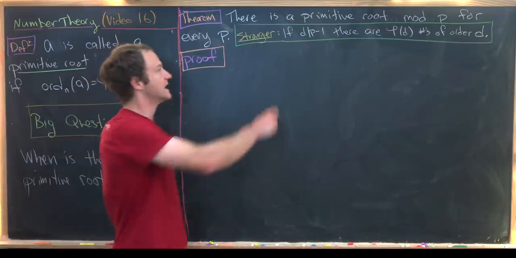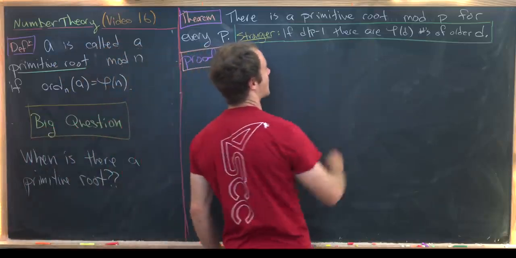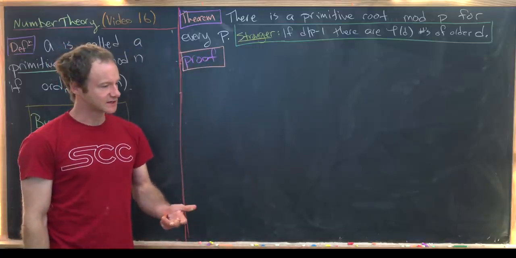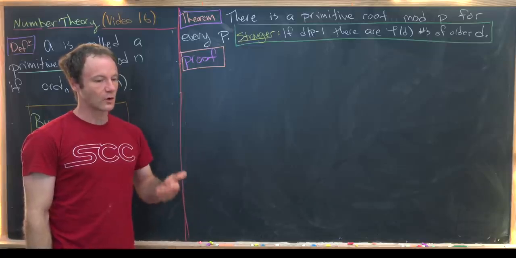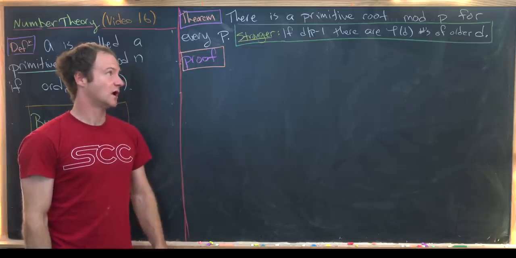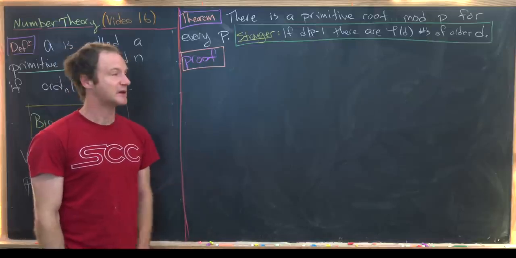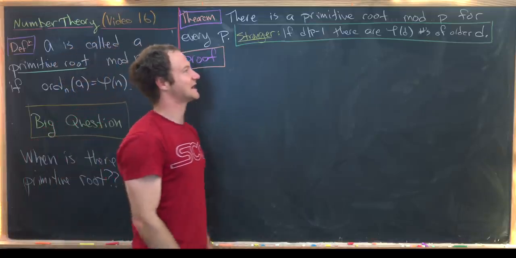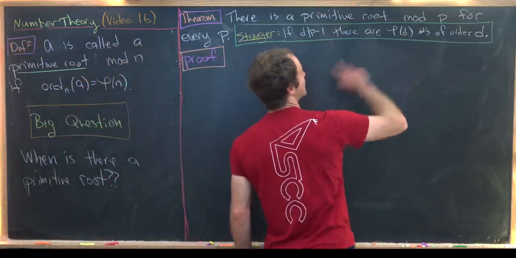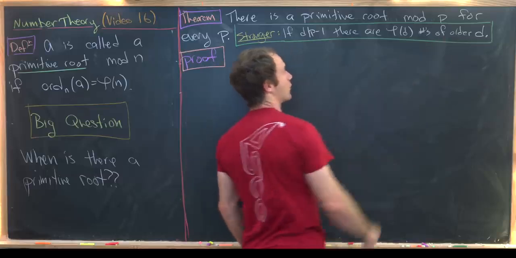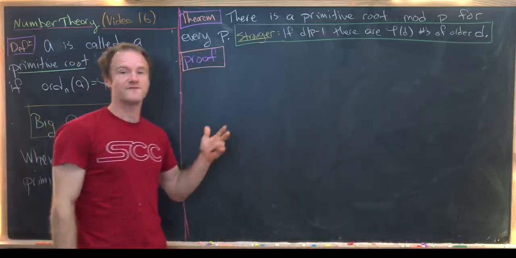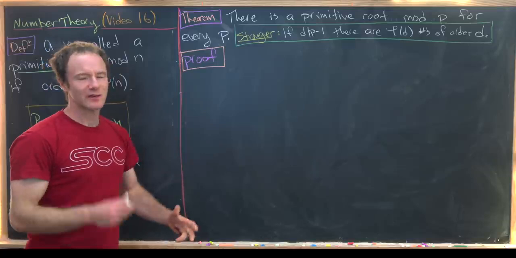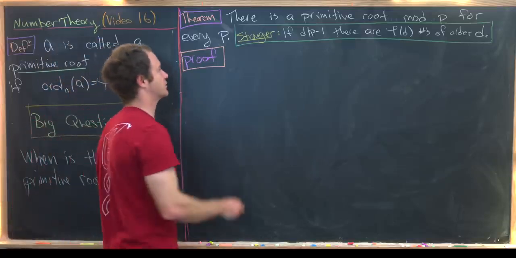So anyway, let's start over. If d divides p minus 1, then there are phi of d numbers of order d. So that tells us we achieve the order of every divisor of p minus 1. That includes p minus 1 itself. Well, what does that tell us? That tells us that there are exactly phi of p minus 1 elements of order p minus 1. In other words, there are phi of p minus 1 primitive roots mod p. Okay, so now that we've got that taken care of, let's look at the proof of this.